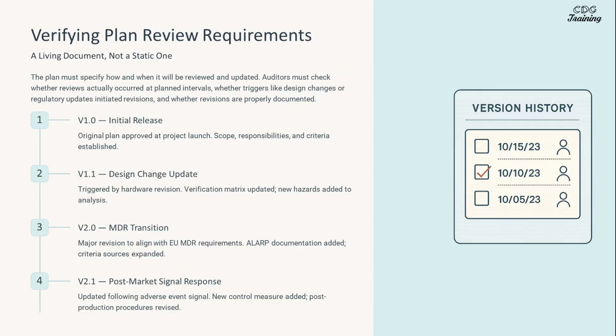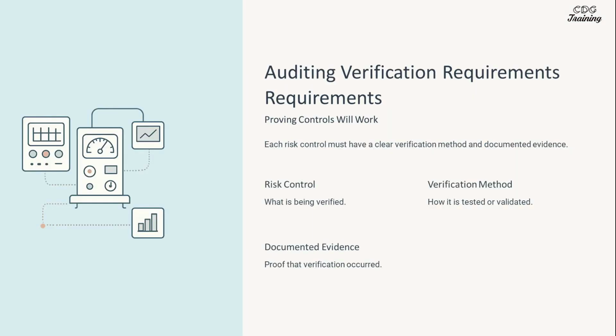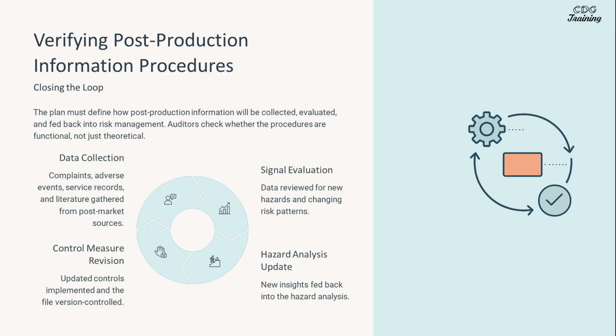The plan must be reviewed and updated as needed. Auditors check whether reviews occurred at planned intervals and if changes were triggered by design or regulatory updates. Each risk control must have a clear verification method and documented evidence. Auditors ensure that verification occurred and is properly recorded. The plan must define how post-production information will be collected and fed back into risk management. Auditors check whether these procedures are functional, not just theoretical.